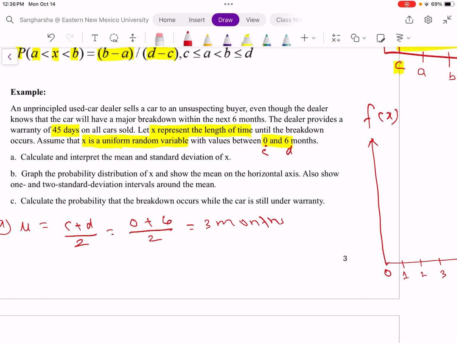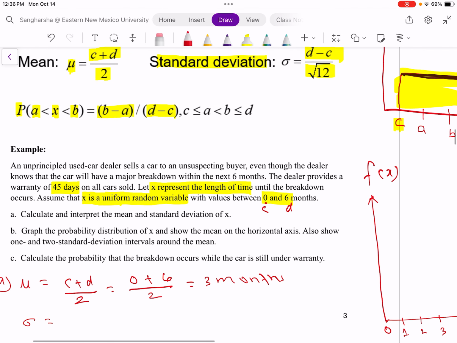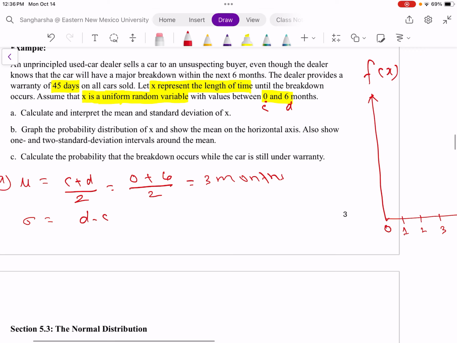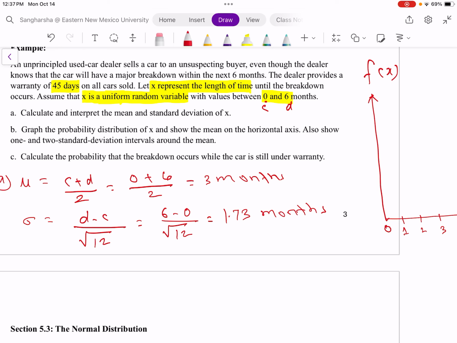And we are asked to find the standard deviation. So sigma is, what is the formula? D minus C divided by square root of 12. So our D is 6 minus 0 divided by square root of 12, and we get 1.73 months. This is our standard deviation. Now, do you have any question for part A, finding the mean and standard deviation? Once you know your C and D, you substitute into the formulas.